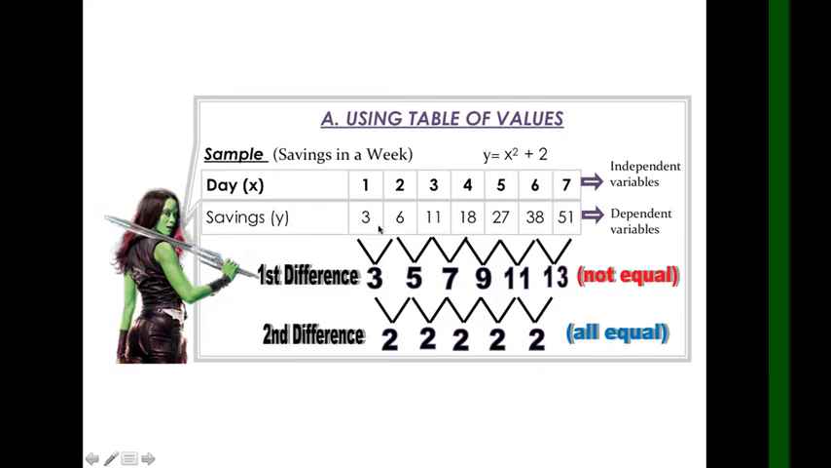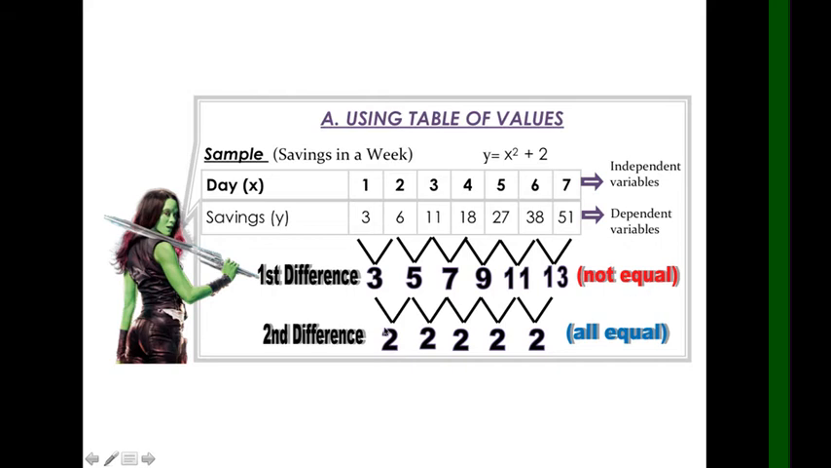Then, the first difference: 3 minus 6 is 3, absolute value. 6 minus 11 is 5. 11 minus 18 is 7. 18 minus 27 is 9. 27 minus 38 is 11. And 38 minus 51 is 13.